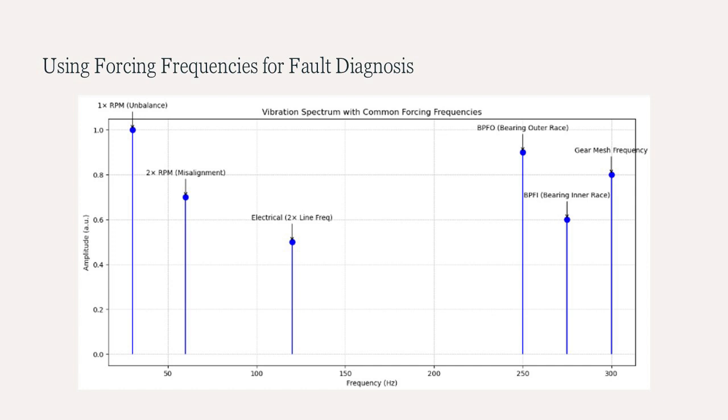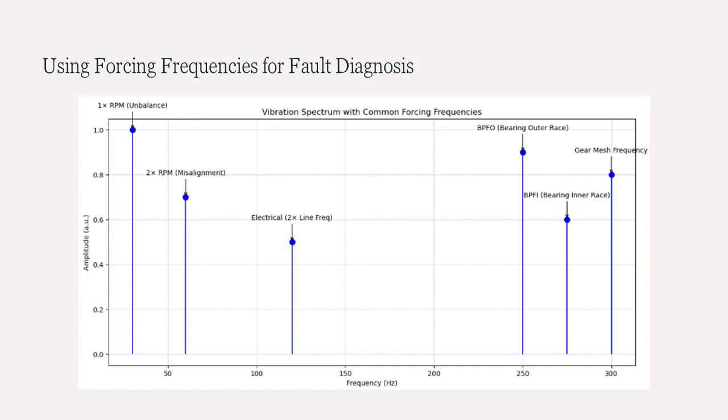What this chart shows. X-axis, frequency in Hertz, represents the frequency components of the vibration signal. Y-axis, amplitude, represents the strength or severity of vibration at each frequency. Labeled peaks. 30 Hz, 1 times RPM, unbalance, a classic sign of rotor imbalance. 60 Hz, 2 times RPM, misalignment, often appears with angular misalignment.